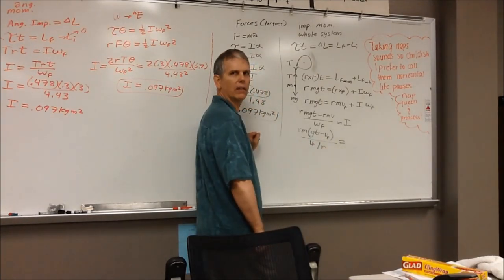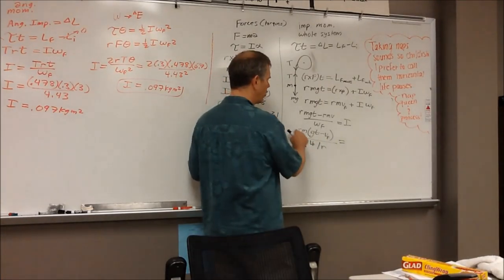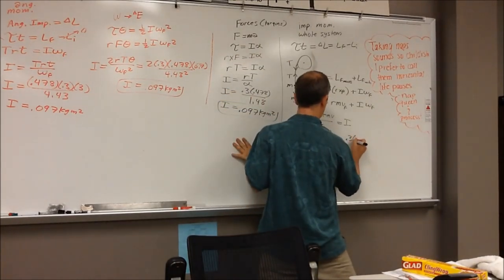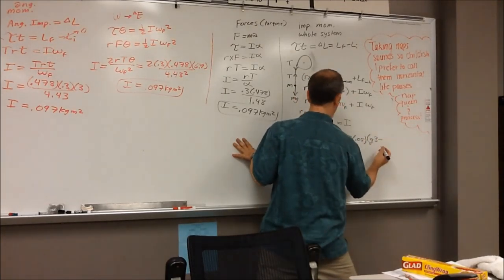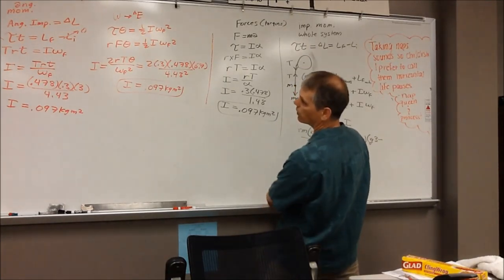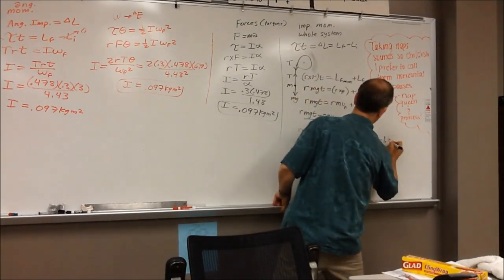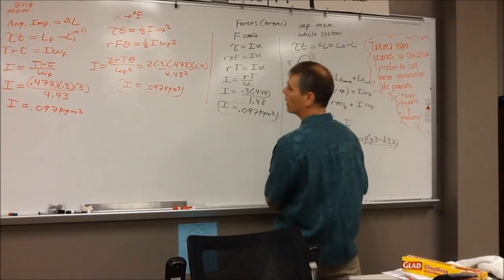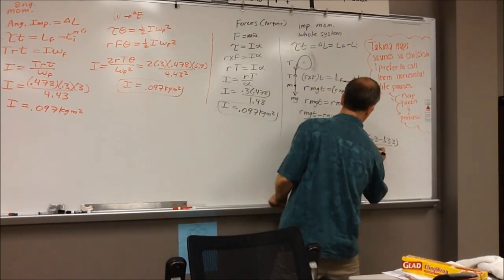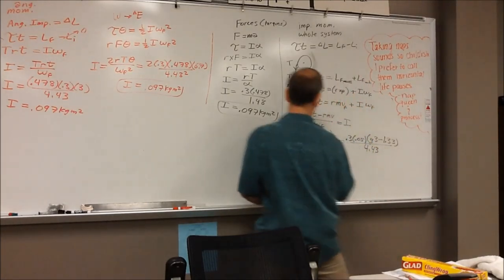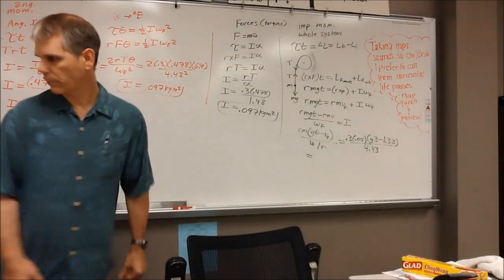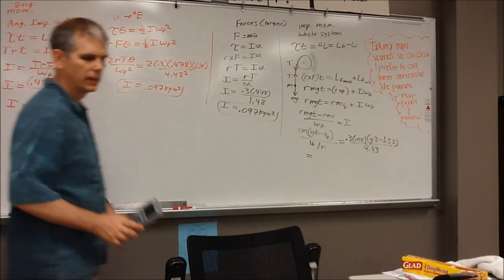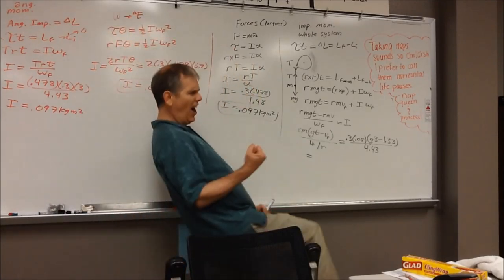Do we want to just leave it as omega for the final calculation? Yeah. All right, so we're going to get R, M, which is 0.05, times 3 minus 1.33, divided by 4.43. Is it squared? No, it's not squared. Someone crunch those numbers real quick and see what we get. Surprisingly, it's 0.097.